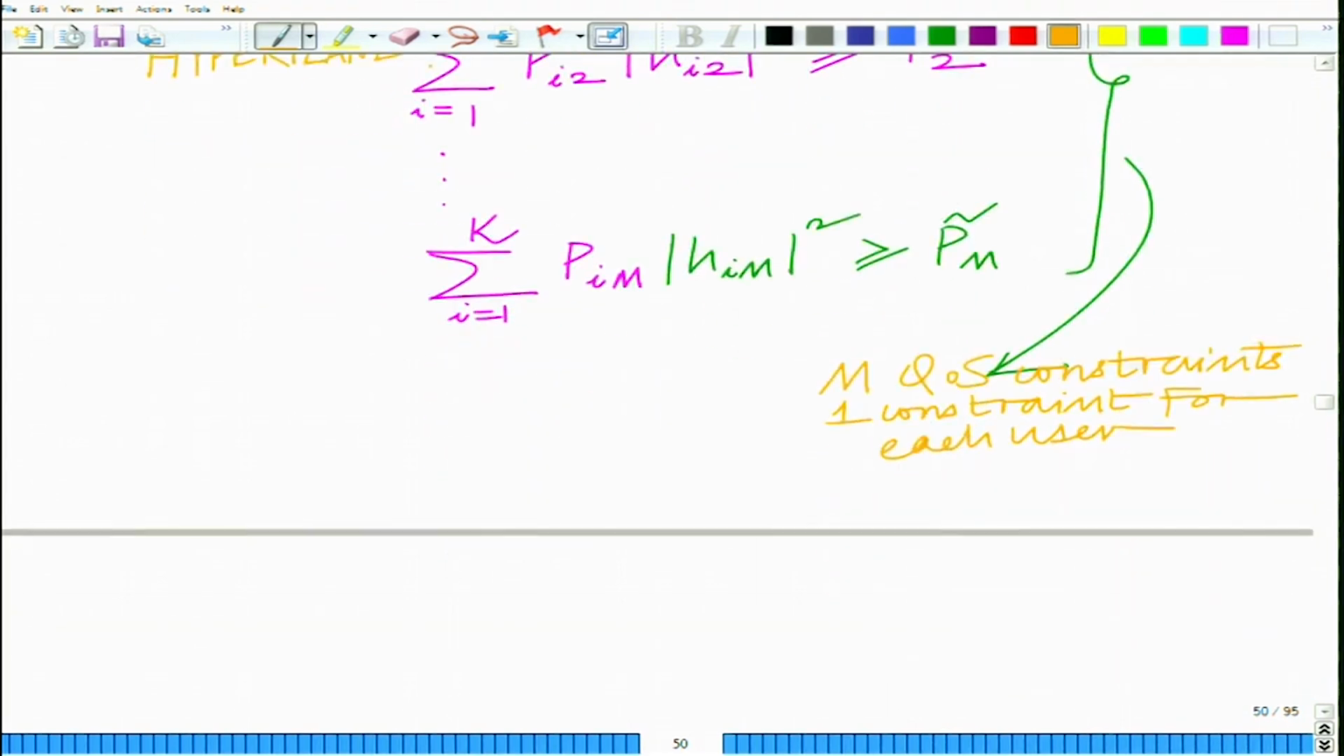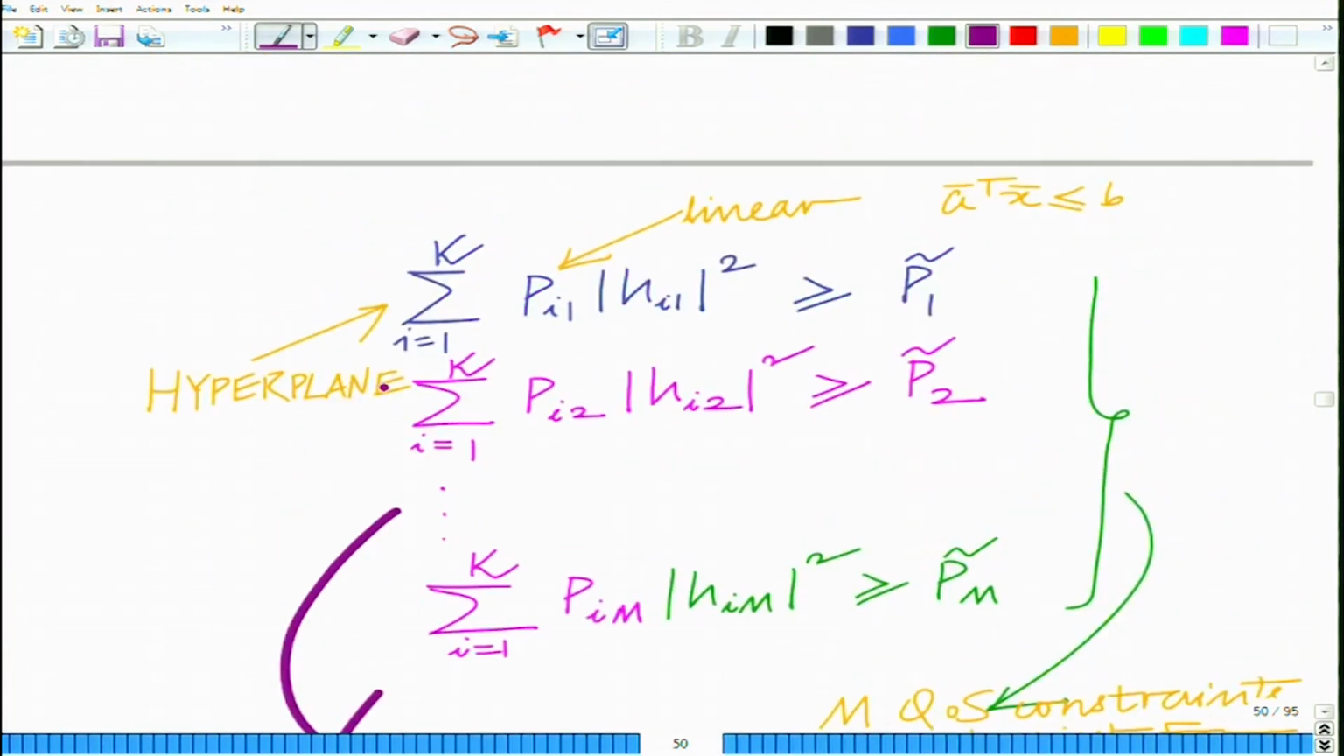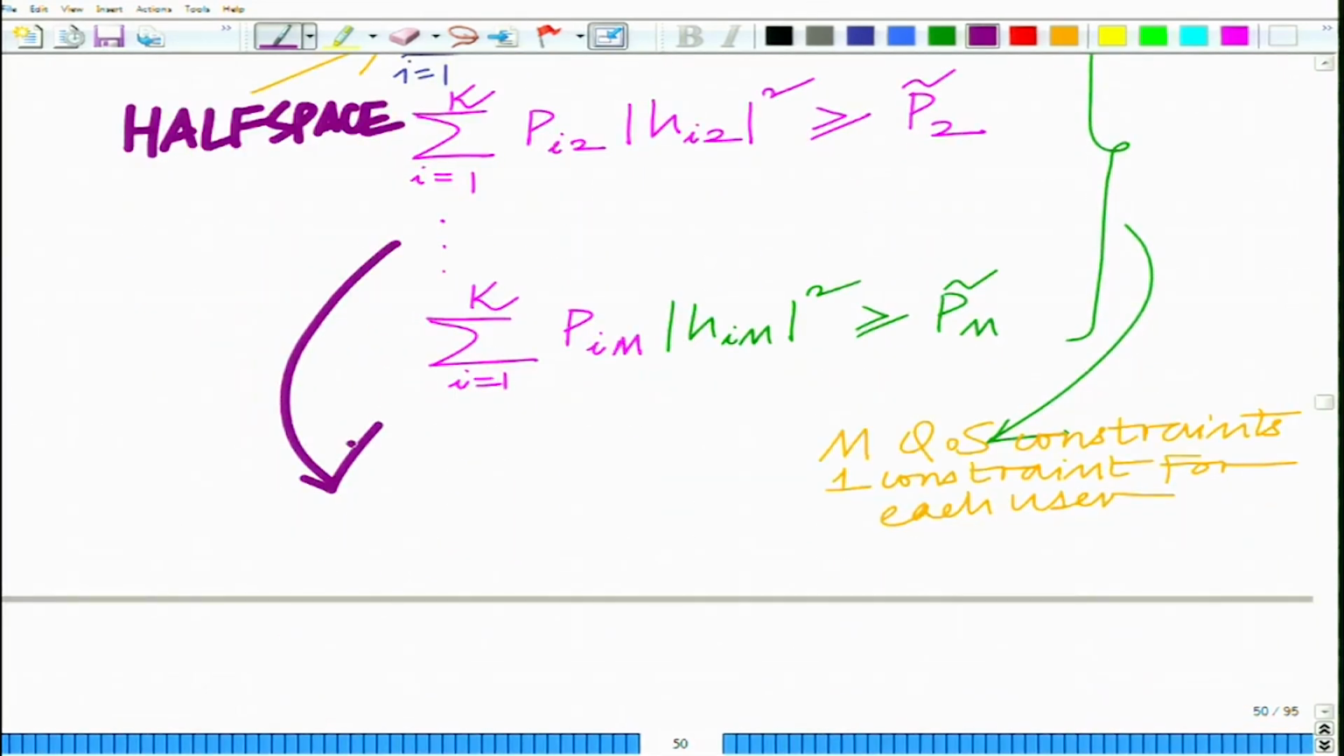I am sorry, each constraint represents a half space, not a hyperplane. I apologize. Each constraint represents a half space, which means that this is an intersection of half spaces.